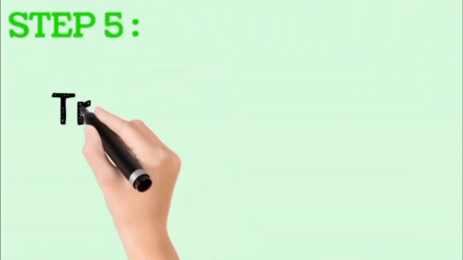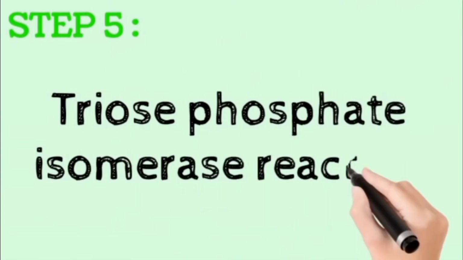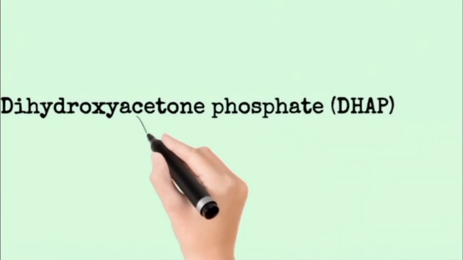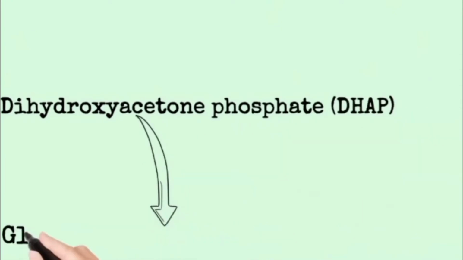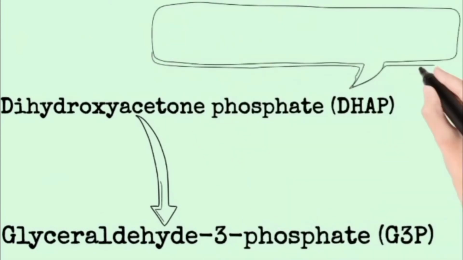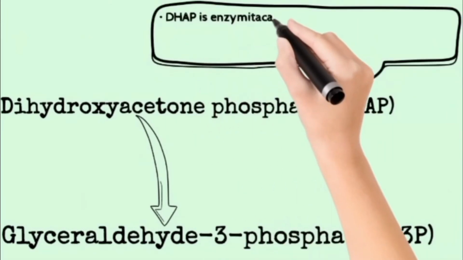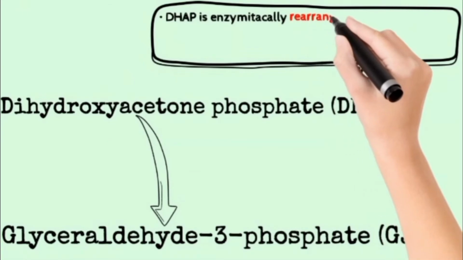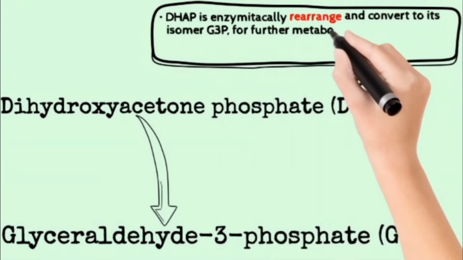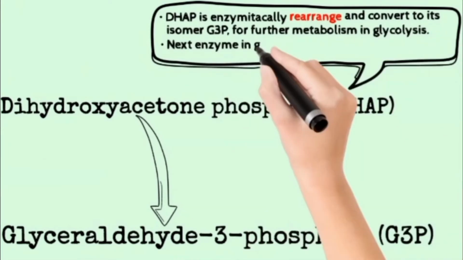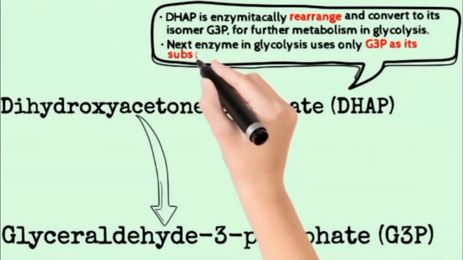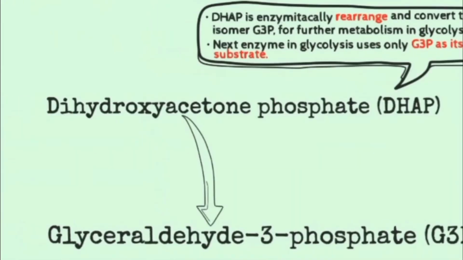Okay, so we move on to step 5, which is the triose phosphate isomerase reaction. The dihydroxyacetone phosphate, or DHAP, converts to its isomer, which is glyceraldehyde 3-phosphate, or G3P, for further metabolism in glycolysis. Thus, the result is 2 molecules of G3P, 3 carbon. So the second phase of the glycolysis pathway is the energy payoff, where the ATP is produced.